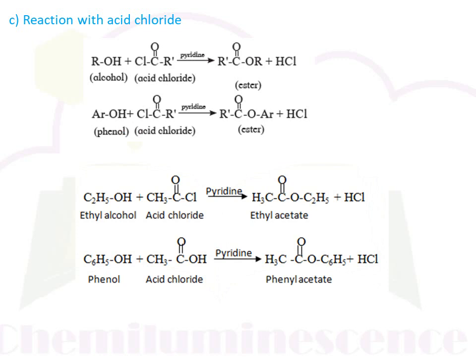Examples are as follows. Ethyl alcohol on reaction with acid chloride in presence of pyridine forms ethyl acetate and hydrochloric acid, while phenol on reaction with acid chloride in presence of pyridine, which is a base, gives phenyl acetate and HCl. Here also you can see there is OC2H5, that is the OR or OAr part gets attached to the carbonyl carbon, and chloride gets removed, which is combined with hydrogen of the phenol or alcohol and forms a hydrochloride.